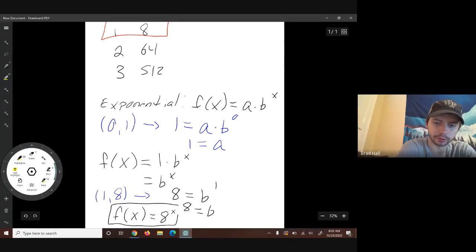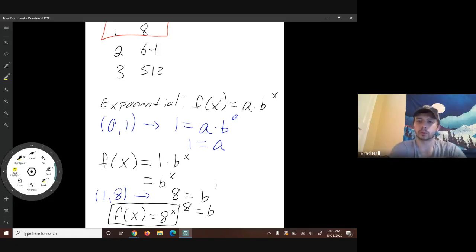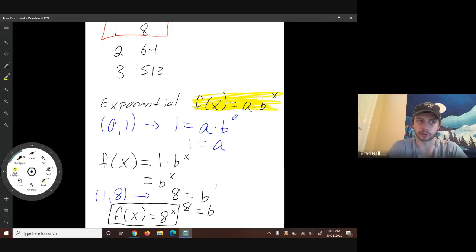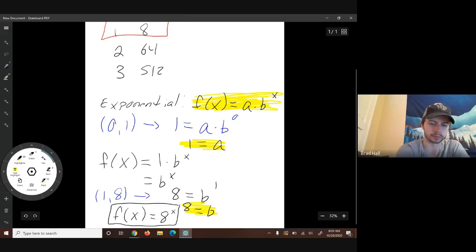And that's the answer. So we're slowly taking this generalized form over here, and we're trying to figure out what the constants have to be, what a and b represent here. We go through and we figure out that a is 1. So then we can plug in for a, and then we figure out that 8 is b, and then we can plug that in. And then we have our exponential function.